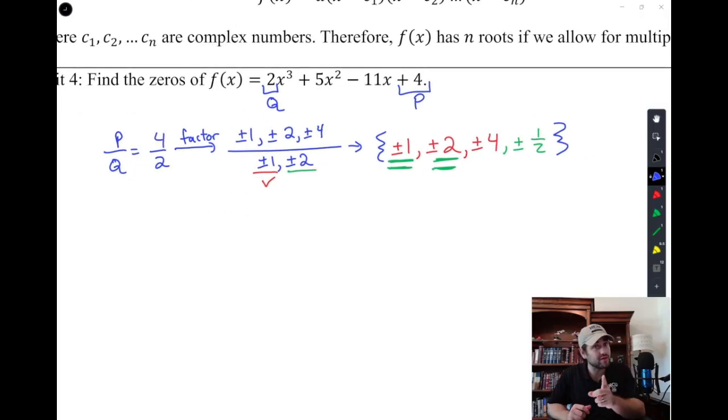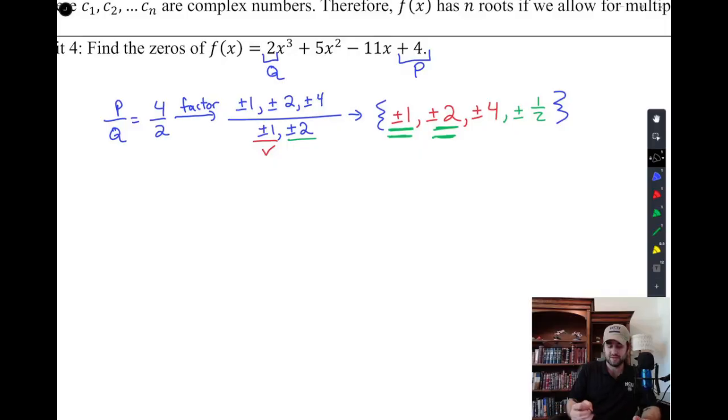That doesn't mean that they're all zeros. In fact, if we plug and chug a bunch of them, we're going to see they're not. But they're all the possible ones. And so where do you start? Well, we just start with the easiest ones for us to plug and chug. So I'm going to try -1 first. -1, and then we're going to use the coefficients 2, 5, -11, and 4.